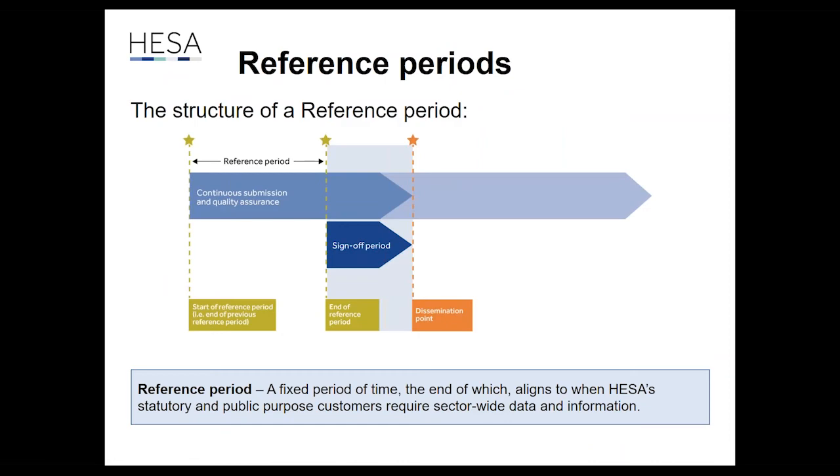So if we go on to a little more detail about what these reference periods are, we split the year up into 3 reference periods, and you've got a definition there on the screen. So a fixed period of time, the end of which aligns to HESA's statutory and public purpose customers, requires sector-wide data and information. So there are some similarities between these and what you now know as a reporting year, in that the end of each reference period you'll have to have finalised data that you've signed off and will be disseminated to our statutory customers and included in publications. So in that way they are similar to what you now know as a reporting year.